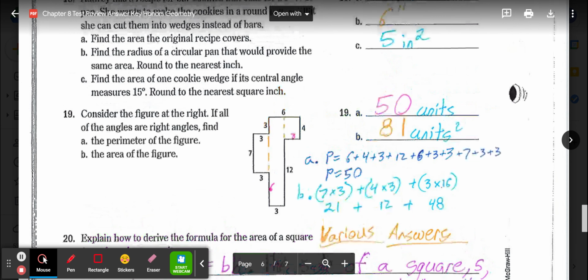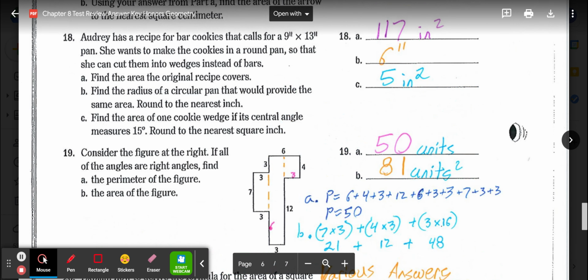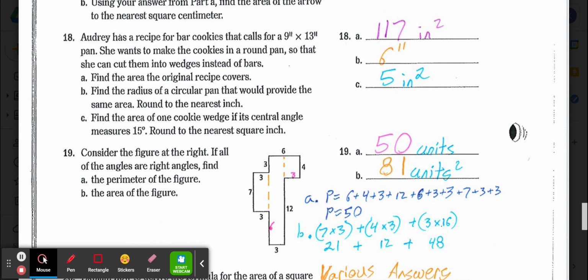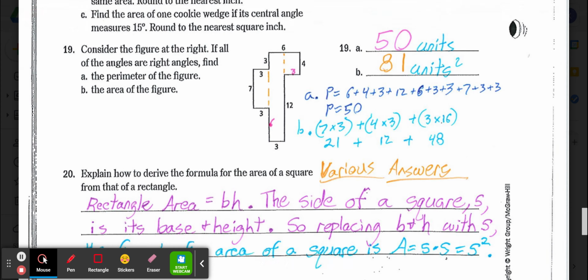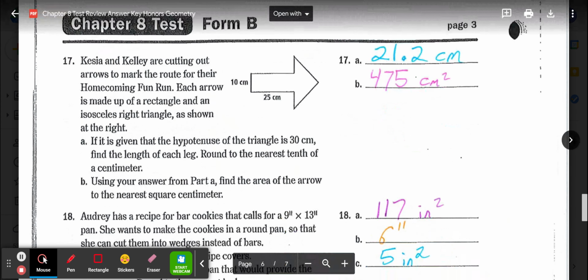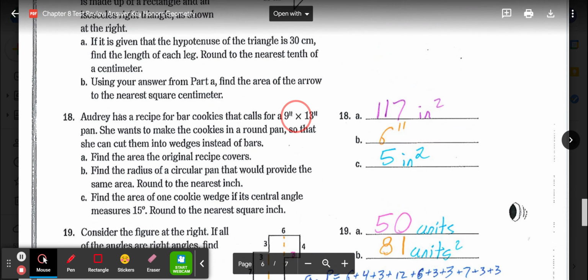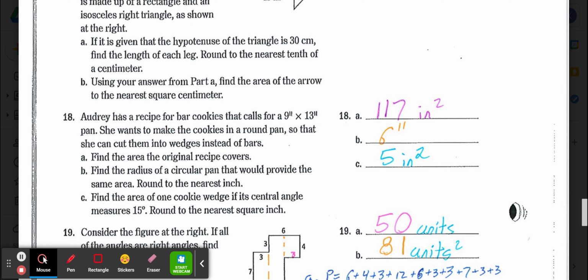Now, 18, we have a cooking scenario. Audrey is following a recipe for bar cookies that calls for a 9-inch by 13-inch pan. But she wants to make the cookies in a round pan so she can cut them into wedges instead of bars. So A, find the original area of the recipe. So we're in a 9 by 13 pan. So 9 times 13 for the rectangle would tell us the original recipe calls for 117 square inches.